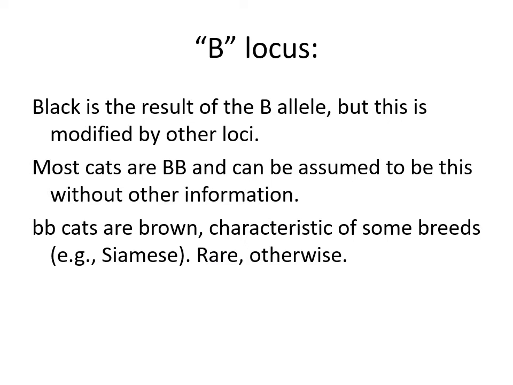Okay, the B locus is the black locus, and most cats are big B, and we will assume this without other information. There are little b cats, and those are brown, but those are characteristics of particular breed cats, like Siamese, and those are rare otherwise.